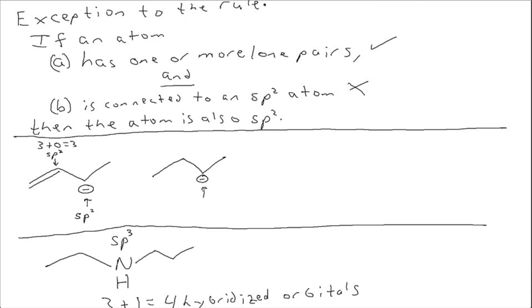sp2, right now? Yes, in this picture. That's sp3. Because there's how many attached atoms? 2 or 3. Including the hidden hydrogen. And how many lone pairs? 1. So you were right, it's sp3. So notice the exception didn't apply here. Here we just use the rule.